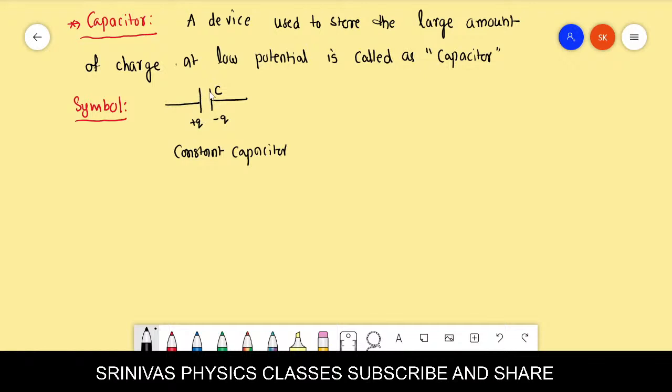But in the capacitor, two lines are of equal length. And if you have a variable capacitor, it means its capacitance changes. Capacitors are also used in many ways. Okay, this is the symbol of a variable capacitor.